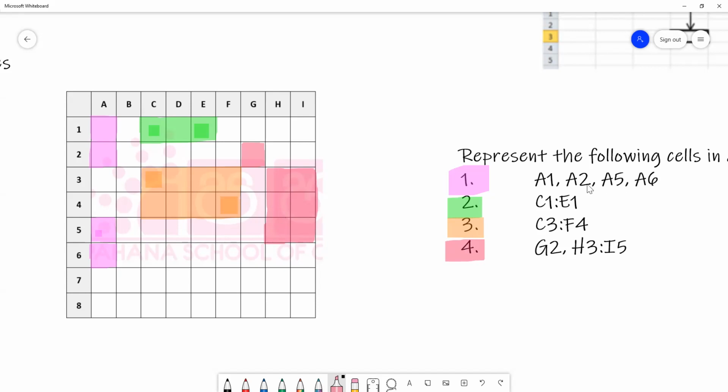So first one, A1, A2, A5, A6. You specify individually, comma separation. When you use a colon, you specify start and end. In the second one, we have C1 to E1. Then the third one, we have C3 to F4, meaning this whole range. And finally, we have G2, comma, then H3 to I5.